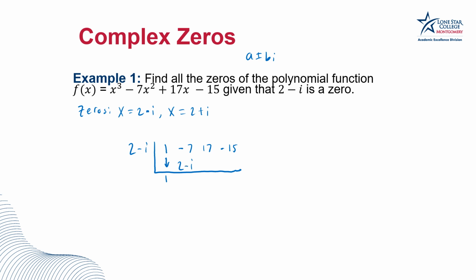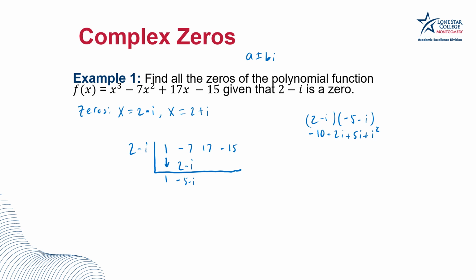Now we combine. When we add, we're only adding the negative 7 to the real part of our complex number. So we would have negative 7 plus 2 gives us negative 5 minus i. Now when we multiply this, let's write on the side here. We're multiplying 2 minus i times negative 5 minus i. We're doing the foiling process. So 2 times negative 5 gives us negative 10. 2 times negative i is negative 2i. Negative i times negative 5 is positive 5i. Negative i times negative i gives us positive i squared.